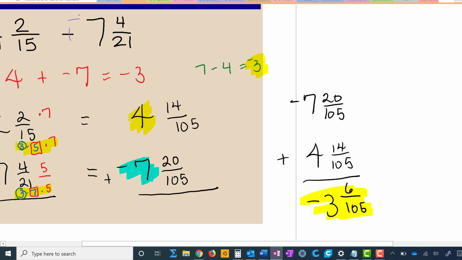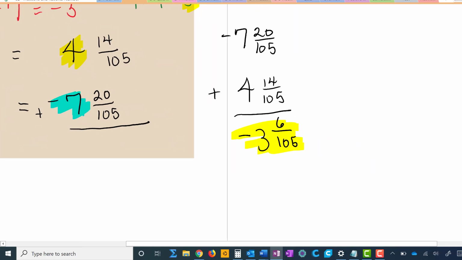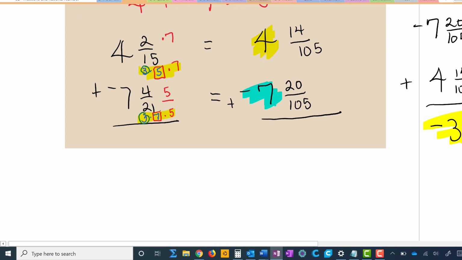Okay, now I need to see if I can simplify. So let's think about our divisibility rules. What's 1 plus 0 plus 5? Isn't that 6? That tells us that 3 will divide into 105, and we know it'll go into 6. So when we figure it out, we get 35. So we need to simplify to get our final answer of negative 3 and 2 over 35 because we divided by the greatest common factor of 3 in our fractional part of our mixed number to simplify. And this is your answer. Okay, let's move on.